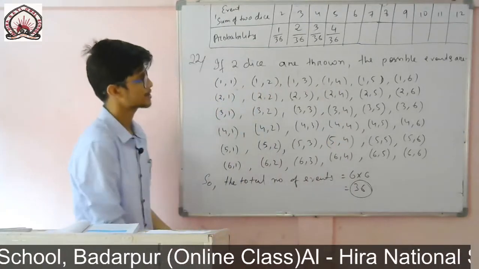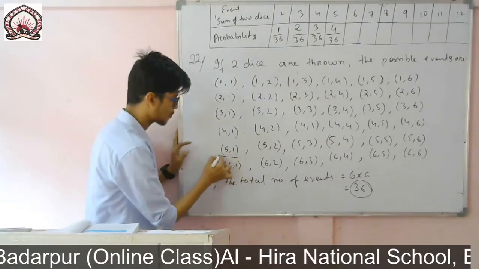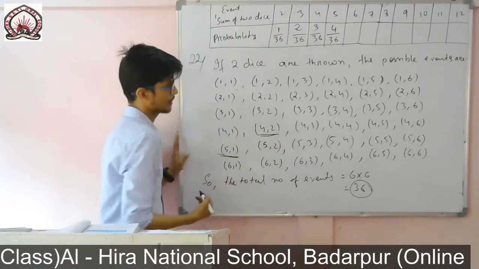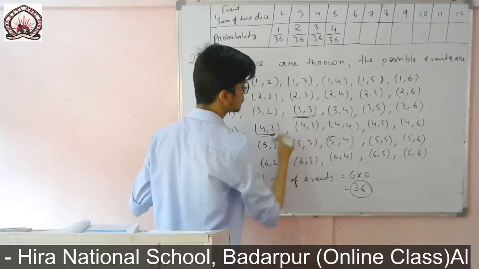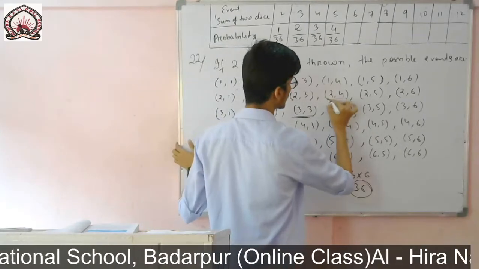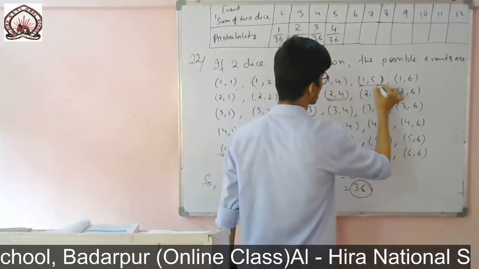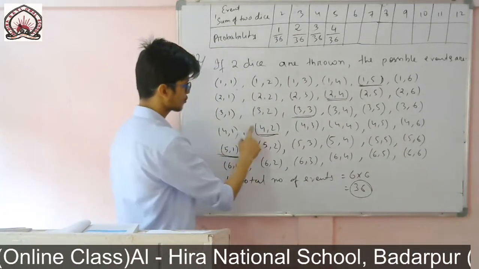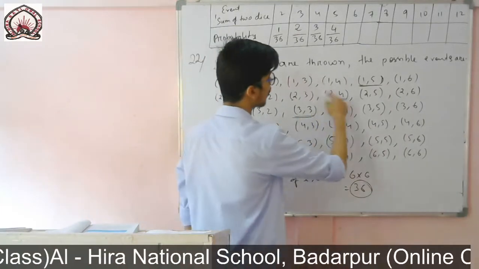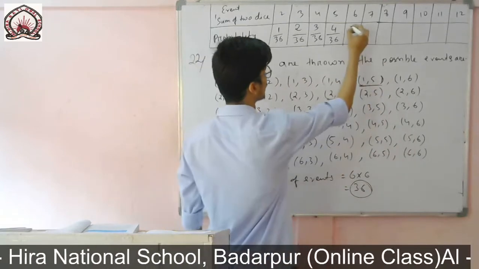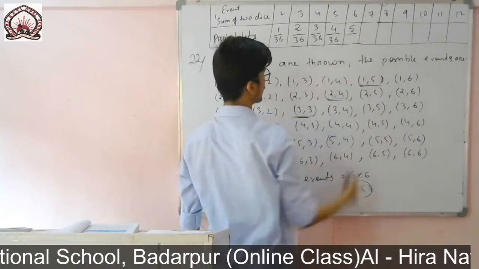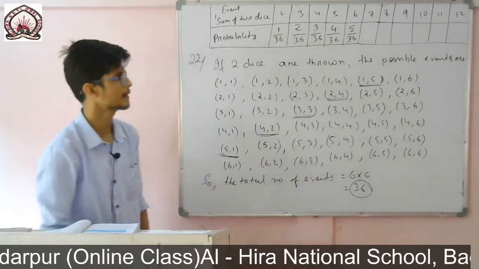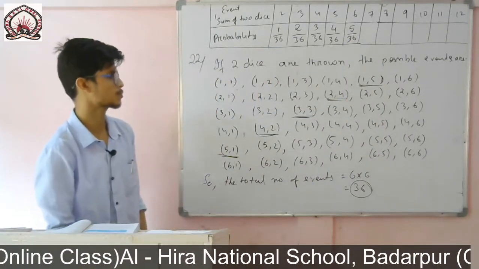We'll find for 6. So 5 plus 1 is 6, then 4 plus 2 is 6, then 3 plus 3 is 6, 2 plus 4 is 6, 1 plus 5 is 6. So how many events are you getting? 1, 2, 3, 4, 5. So total favorable outcome is 5. Total possible outcome is 36. So 5 by 36. The next one for 7.